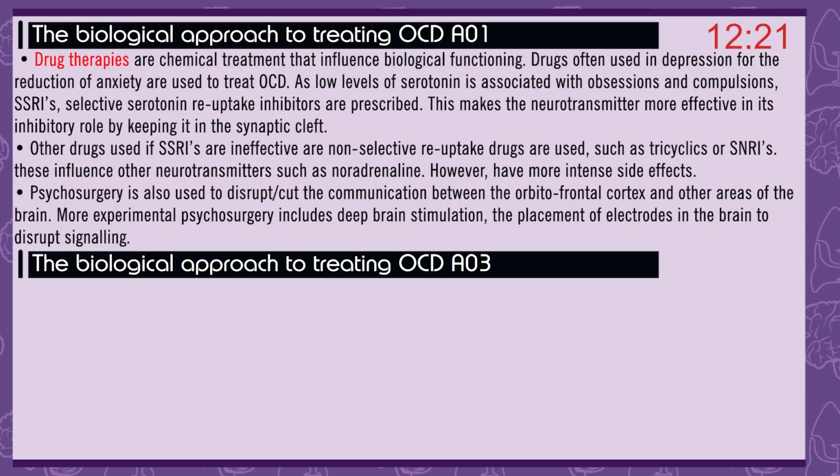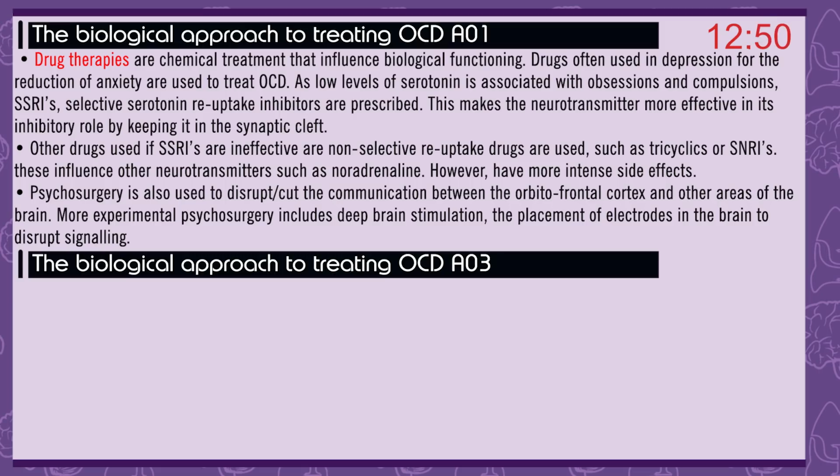Other drugs are used if SSRIs are ineffective, such as non-selective reuptake drugs, like tricyclics or SNRIs. These influence other neurotransmitters such as noradrenaline. However, these have more intense side effects. Psychosurgery is also used to disrupt or cut the communication between the orbitofrontal cortex and other areas of the brain. More experimental psychosurgery includes deep brain stimulation, the placement of electrodes in the brain to disrupt signaling.